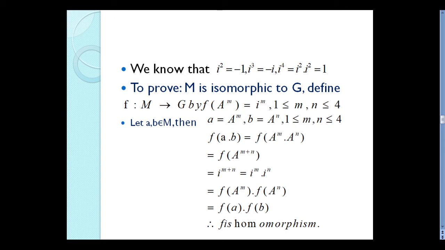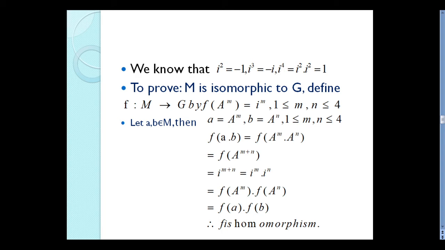To prove M is isomorphic to G, we define f as a mapping from M to G by f of A power m is equal to i power m. So this is a definition, defining the element from G. So f of A power m, we write it as i power m. Why have we taken i power m?